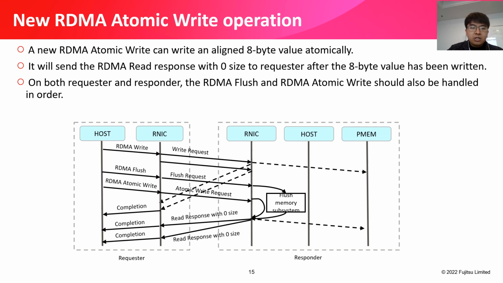IBTA's new specification also defines a new RDMA atomic write operation. Look at this figure. A new RDMA atomic write can write an aligned 8-byte value atomically. It will send an RDMA read response with zero size to the requester after the 8-byte value has been written. On both requester and responder, the RDMA flush and RDMA atomic write should also be handled in order.